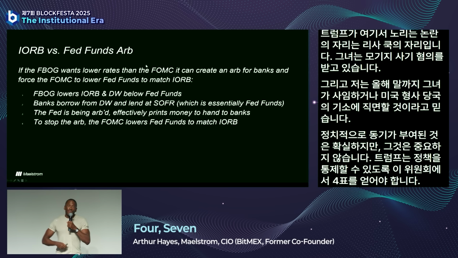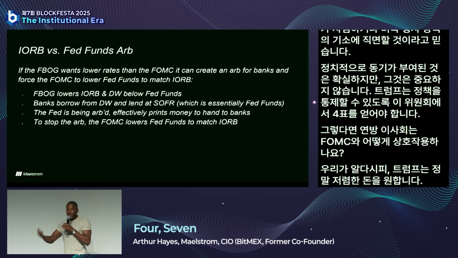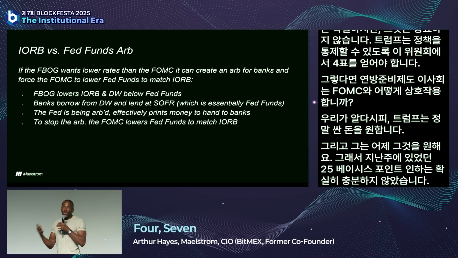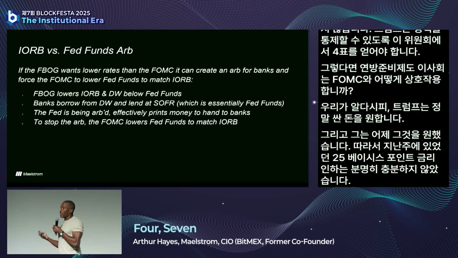And so how does the Federal Board of Governors interact with the FOMC? So as we know, Trump wants really cheap money, and he wants it yesterday. And so the 25 basis point cut that happened last week was definitely not enough. He wants more than that. So is there a way, if he has control of the Fed Board of Governors, to force the FOMC to lower rates quicker than they otherwise would have?